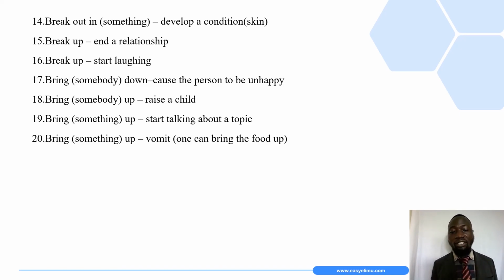So dear students, that brings us to the end of the lesson. Also remember that there are plenty of these phrasal verbs. These are just examples, but there are very many. We cannot exhaust all in one lesson.